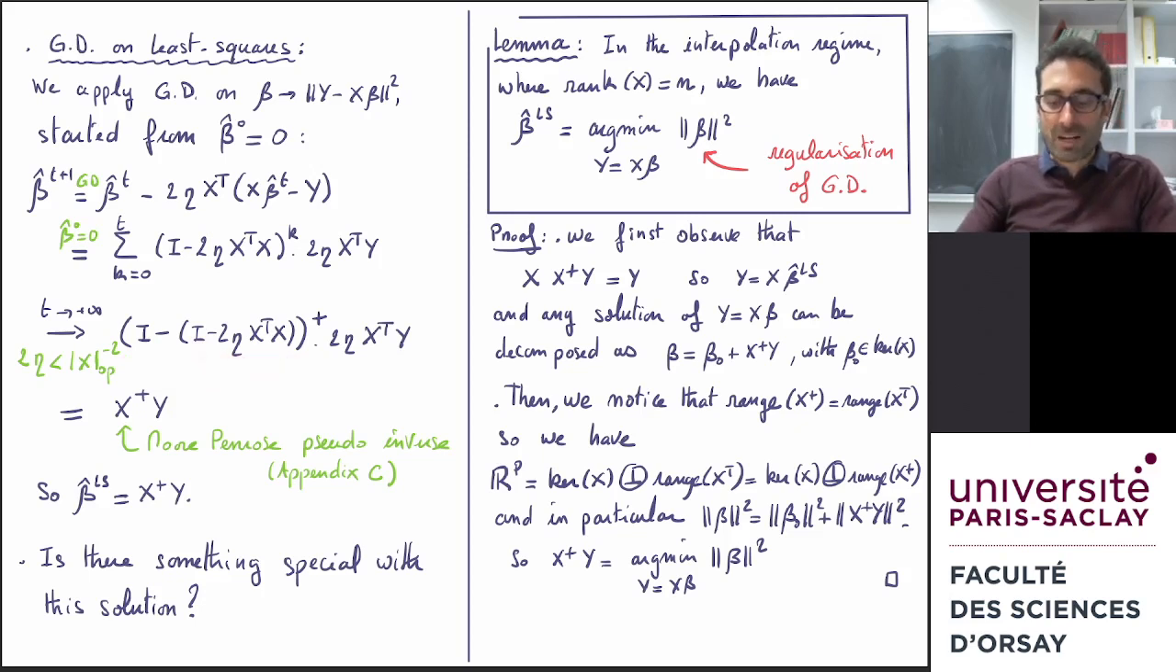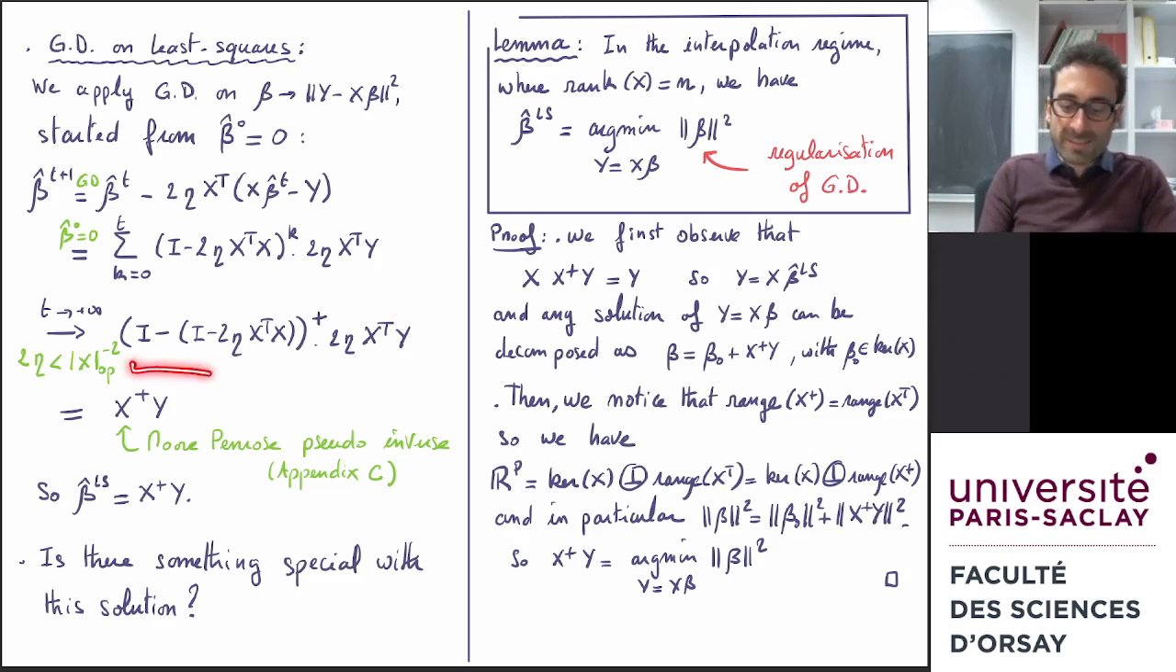I remind you that the Moore-Penrose pseudo-inverse just means to take your matrix, do SVD, invert the singular values of the SVD, and switch the left and right singular vectors. For a reminder of the Moore-Penrose pseudo-inverse, you can look at the lecture notes in appendix C. For this convergence, you just have to write the SVD and see that it converges like this. Again, this is a simple exercise that you can do by yourself.